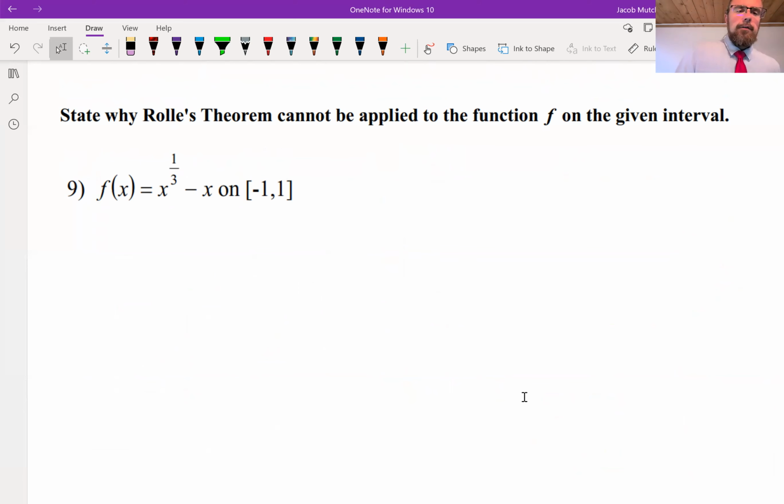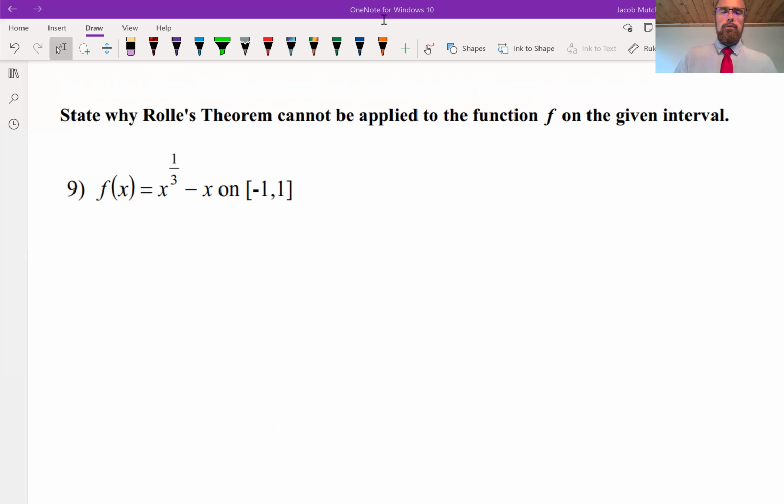So here we've got a function f of x equals x to the power of 1/3 minus x on the interval -1 to +1. And what I'd like to do is I just want to graph this function. I could create a table and a graph, but let's just plug this one into our graphing calculator since it'll give us a convenient view. So it's the function f of x equals x to the power of 1/3 minus x. And we're going to restrict our domain from -1 to 1.